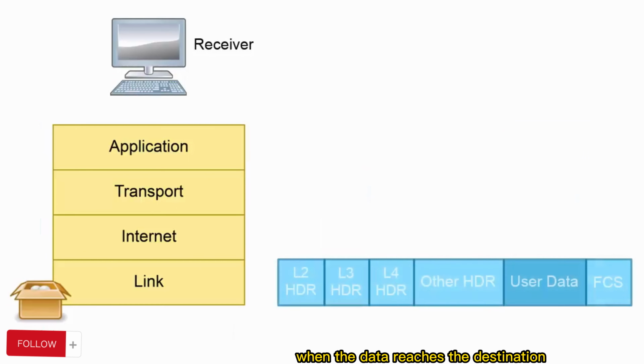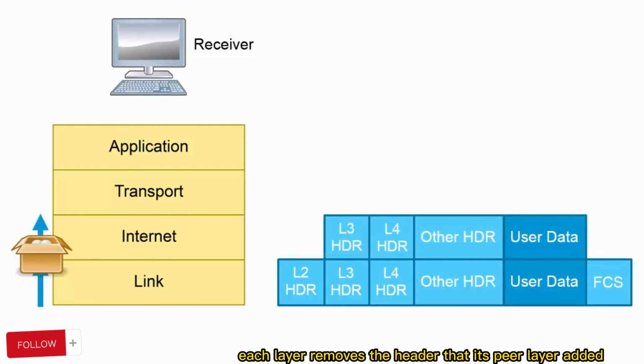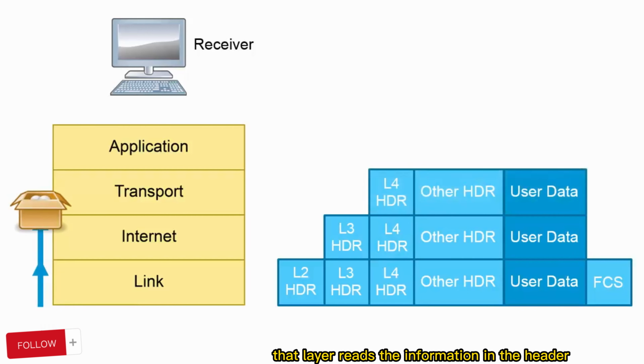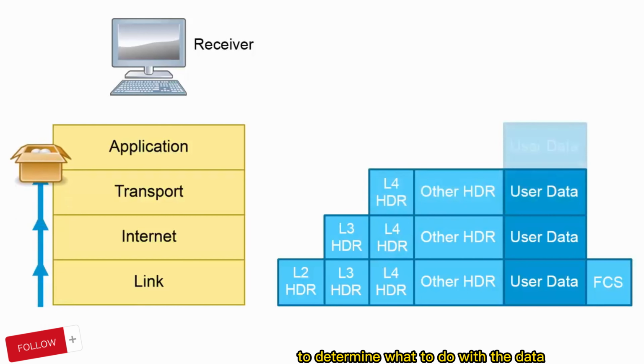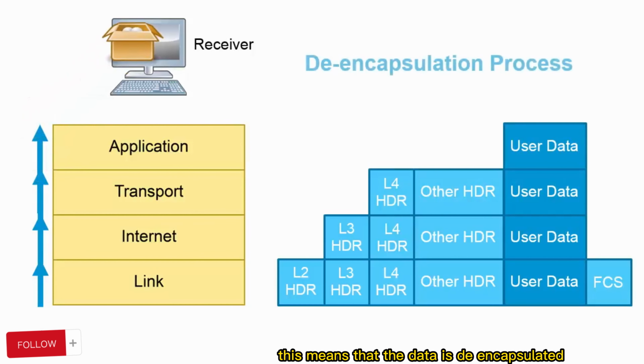When the data reaches the destination, each layer removes the header that its peer layer added. That layer reads the information in the header to determine what to do with the data. It then hands the PDU up to the next layer for processing. This means that the data is de-encapsulated, and the process goes like this.